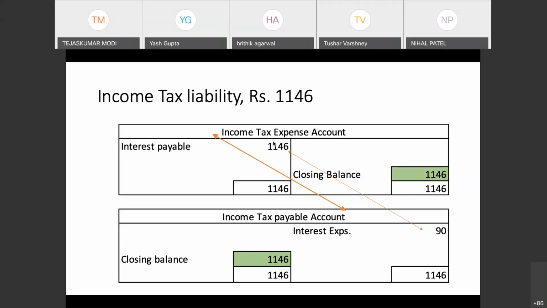Which account is representing the income tax authority? Income tax payable account. So that is the liability you have. So you have an expense or you have a liability.